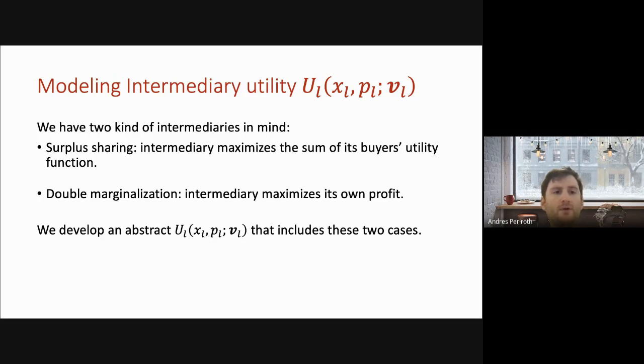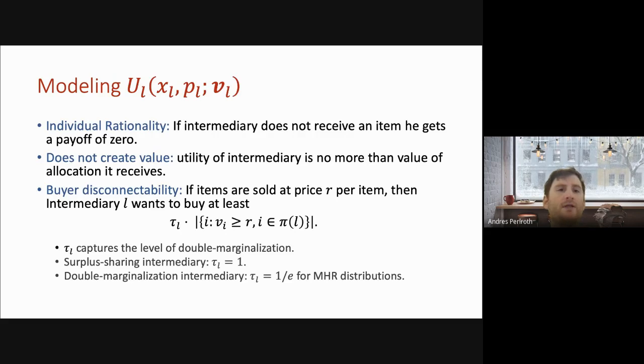So with these two canonical examples, we want to develop an abstract utility function that would include as particular instances these two cases. At the end, we're going to be assuming that our utility function will have three main properties. It's going to satisfy individual rationality. That means that if an intermediary does not receive an item, he gets a payoff of 0. The second property that we're going to impose is that the intermediary does not create value given the utility function, which means that the utility function of the buyer cannot be greater for any allocation than the value he could generate via the buyers he or she represents.